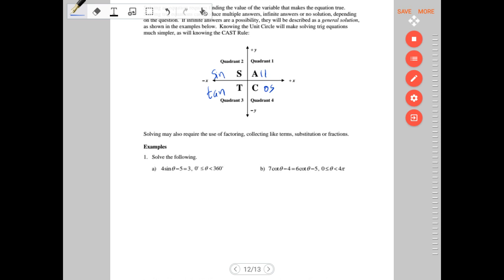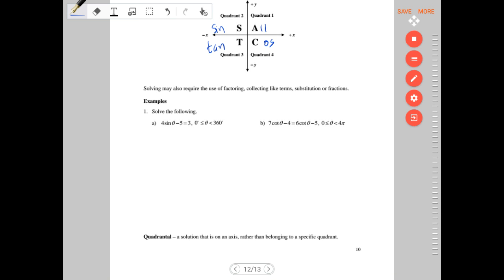Okay, so if you're solving, you might have to use some factoring. You might collect like terms, use substitution, or the good old fractions. Okay, so we're going to do a few examples, and then that's it for this chapter, on the unit circle.